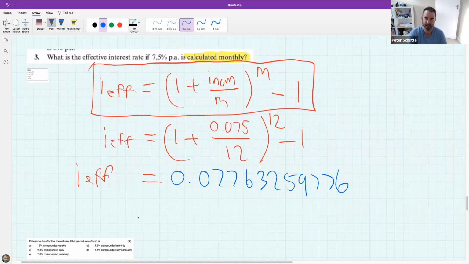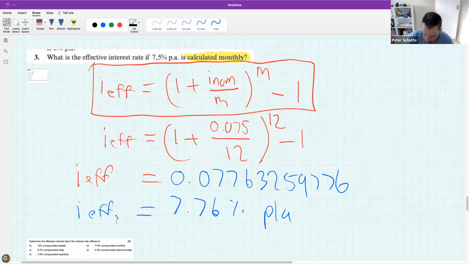259,776. You can keep them in memory. And normally we write them as a percentage. And if there's a percentage, we times it by 100 and we get 7.76% per annum. So this is the effective rate. Because what you'll notice is that the effective rate is higher than the nominal rate.